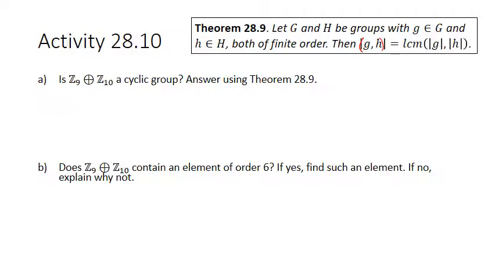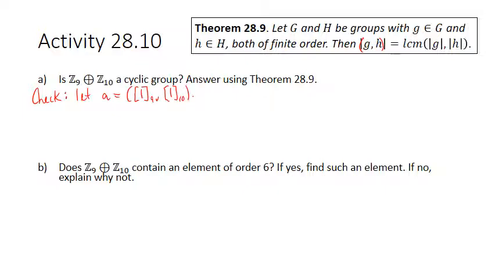In order to figure out if it's a cyclic group, we need to actually find a generator for it. So the element 1 generates Z9, and the element 1 also generates Z10. In fact, it'll generate any Zn group. So the natural choice here for what the generator should be would be (1, 1). So we can just check if that actually generates the group or not. So let's call it a equal to this element here: 1 in Z9 and then 1 in Z10.